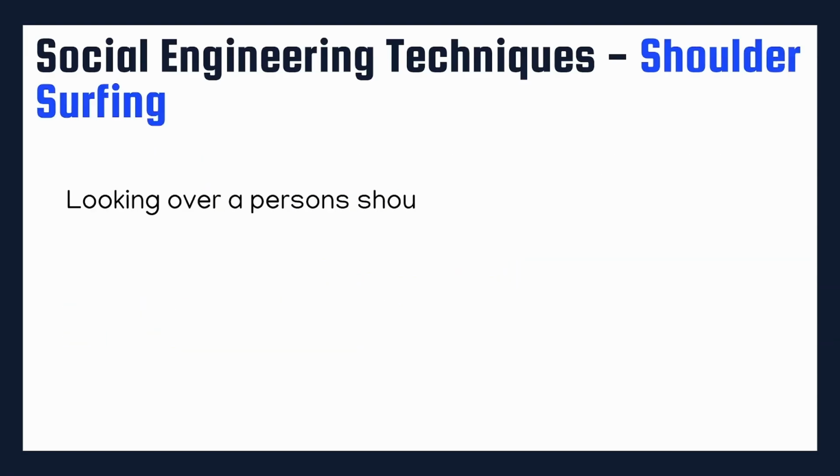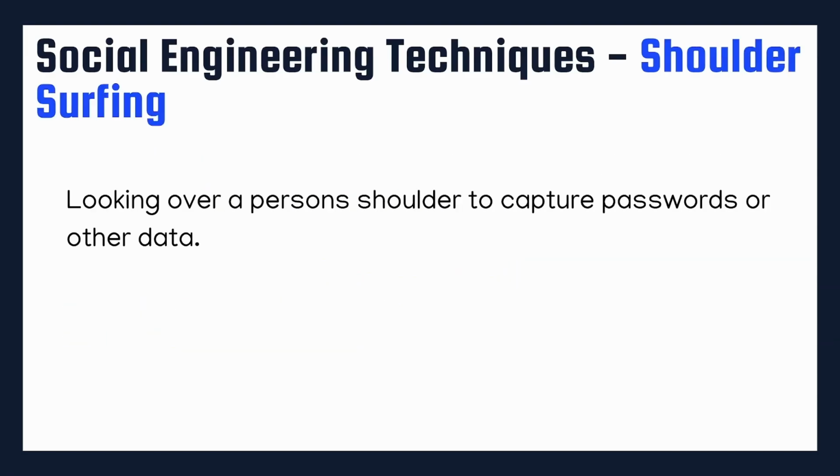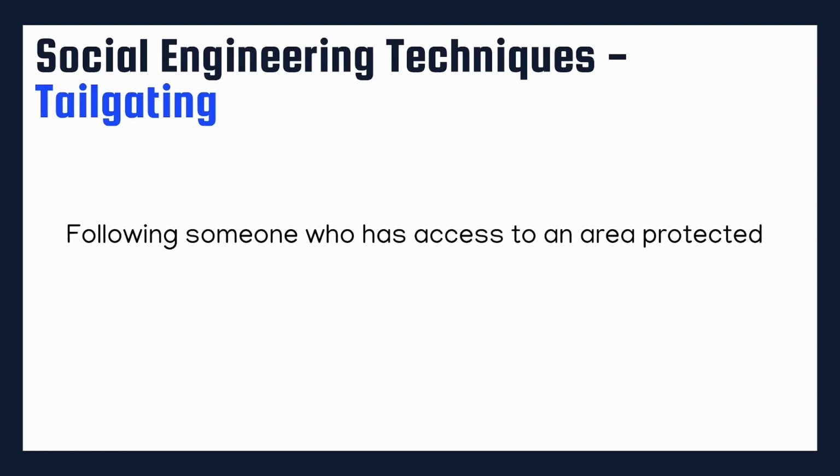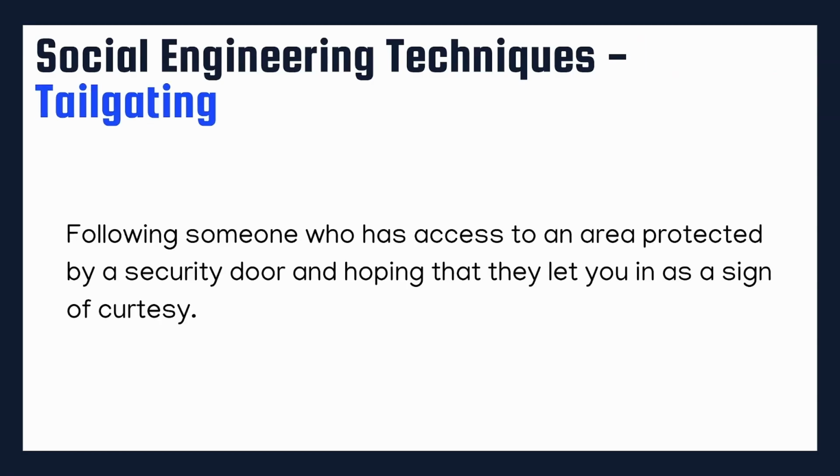Shoulder surfing is the process of looking over someone's shoulder to capture passwords or other data. This can also include looking through mirrors and reflections. Tailgating is the process of following someone who has access to a location protected by a security door and hoping that they let you in as a sign of courtesy.